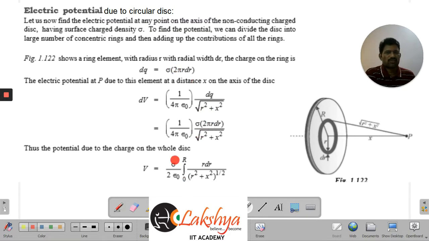Sigma by 2 epsilon naught is a constant value. The integration limits are from 0 to capital R, because 0 means you are at the center of the disk. So from the center to the edge of the disk we need to integrate. Now we need to integrate this, and we did this calculation many times. You can use a substitution method, like taking r is equal to x tan theta by taking some angle theta. Such derivations we also did in the previous field calculations.